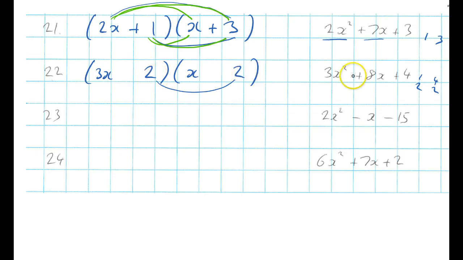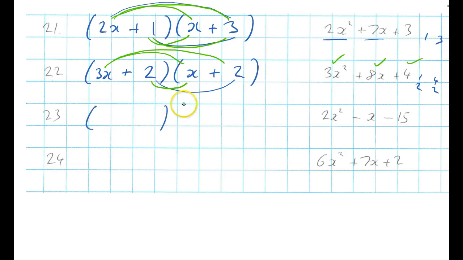Everything's positive, so that can be positive. But always check. 3x times x is 3x squared. Marvellous. 3x times plus 2 is plus 6x. Plus 2 more x's makes plus 8x. Yep. And finally 2 times 2 is 4. I'm happy. Next one.